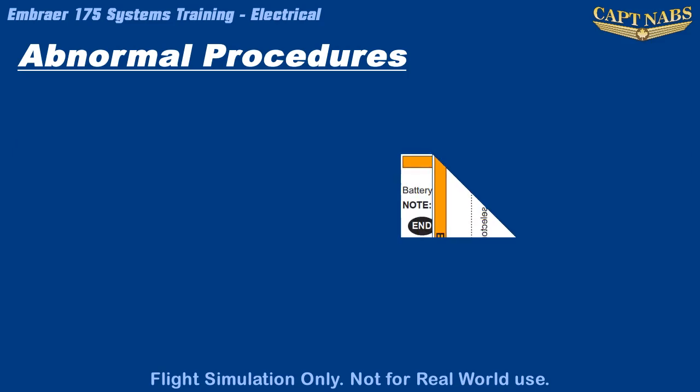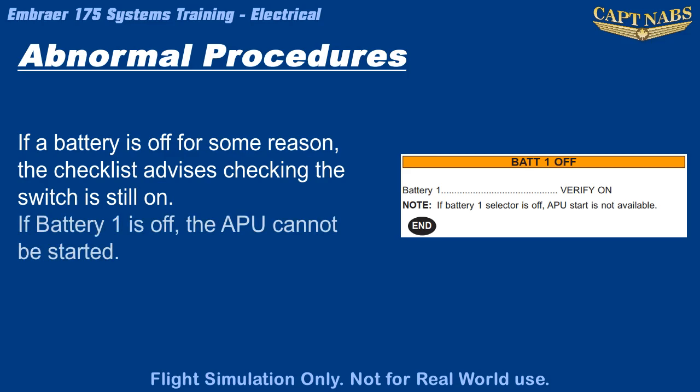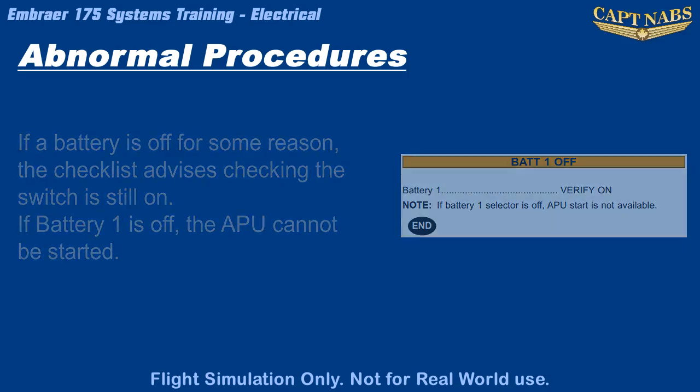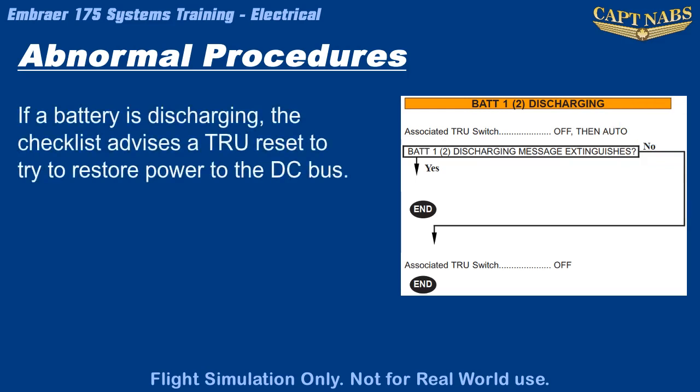If either battery off message appears, be sure to select the battery back to auto or on, unless the battery was turned off for a particular reason. If battery 1 is off, then the APU cannot be started. If the BAT 1 or 2 discharging messages appear in flight, the associated TRU should be turned off and on to attempt to re-establish power to DC buses from the proper TRU.